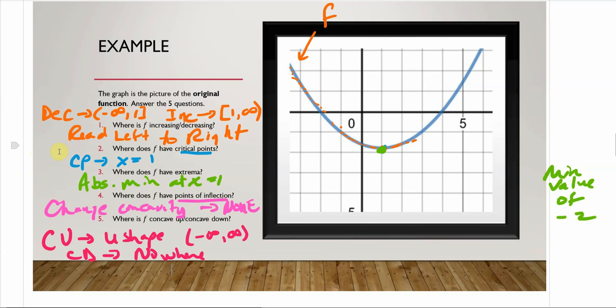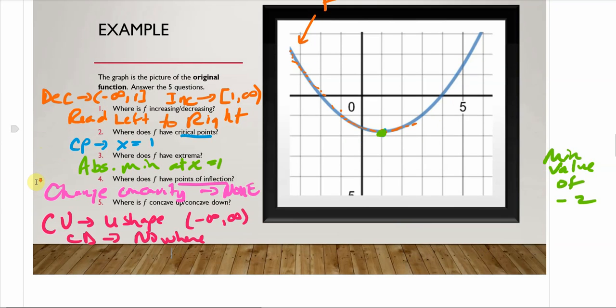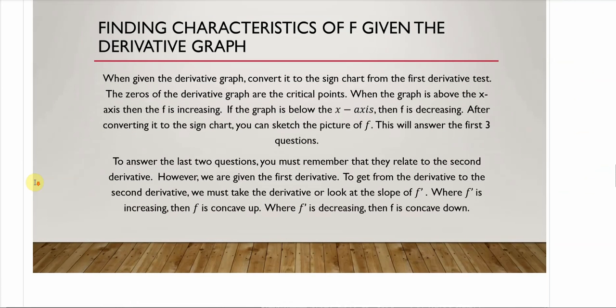So those are the 5 questions that they can ask you if I give you the picture of f. Now, what happens if they give you the picture of f prime? All right, so let's go ahead and read this. When given the graph of the derivative, convert it to the sign chart. And I'm going to tell you guys that this right here is the most important part: given f prime, the derivative graph, convert it to the sign chart.